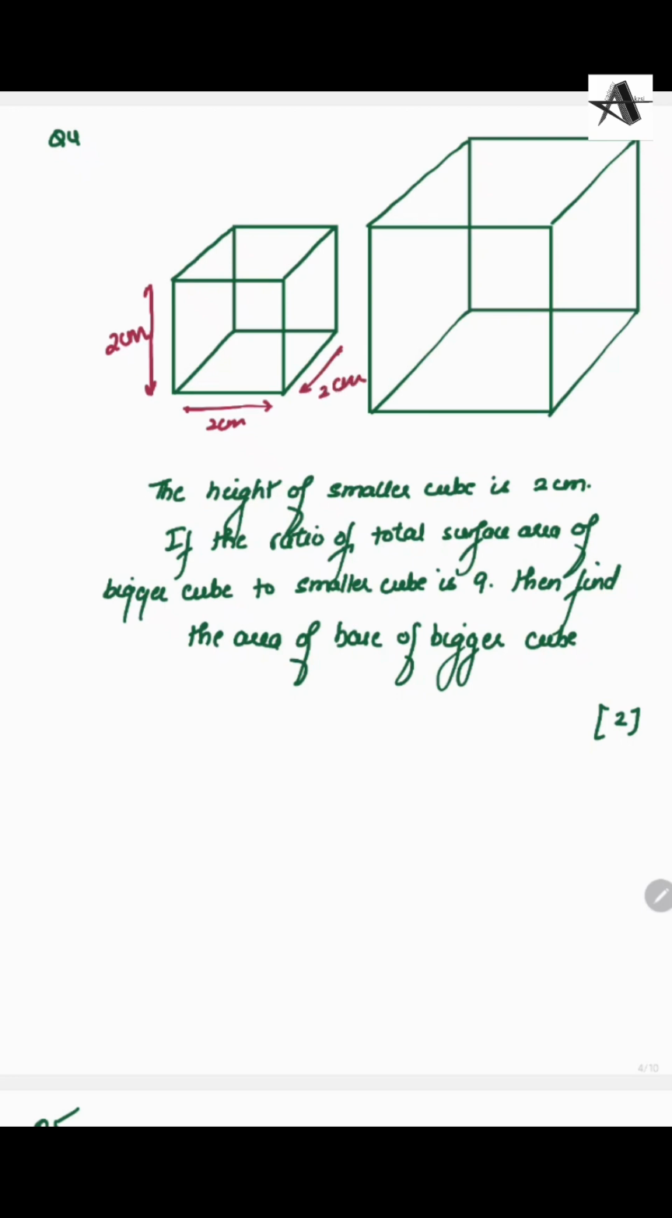If the ratio of the total surface area of the bigger cube to the smaller cube is 9, then find the area of the base of the bigger cube. See, either we can directly use dividing the areas, or I can use the area scale factor. In both the ways we'll get the answer. So we know that area scale factor is what? The total surface area of bigger cube.